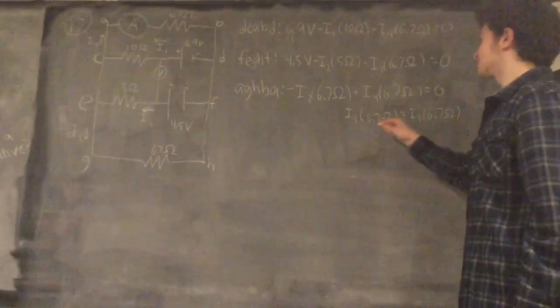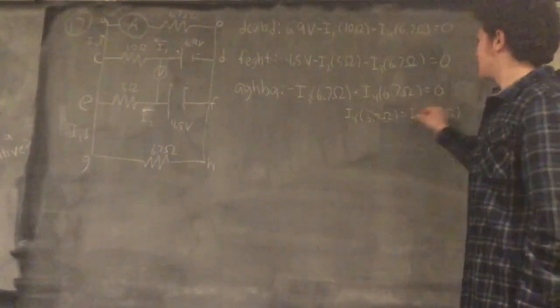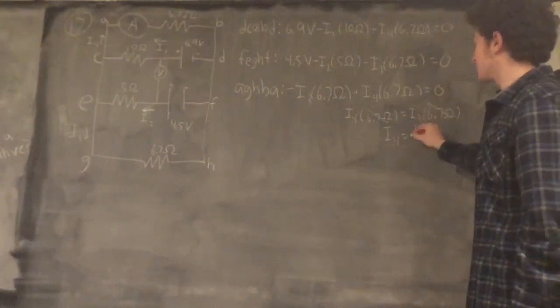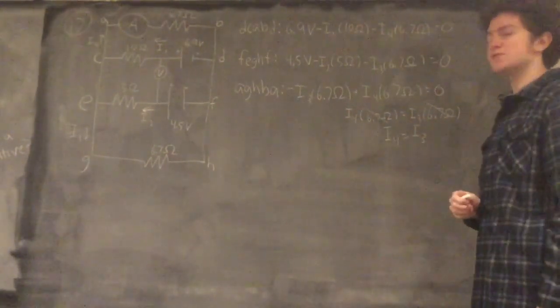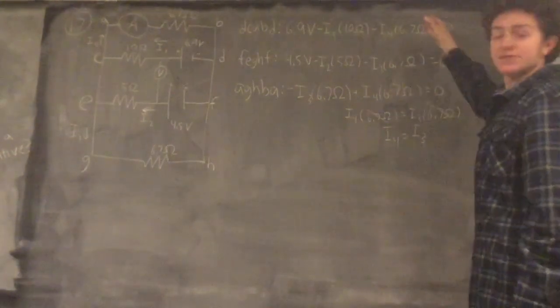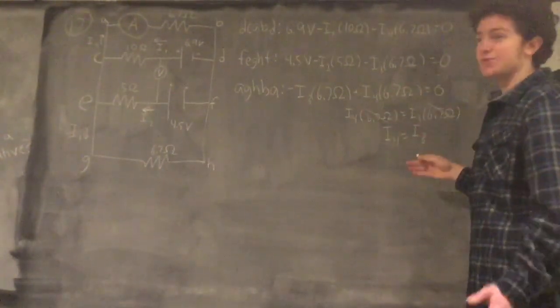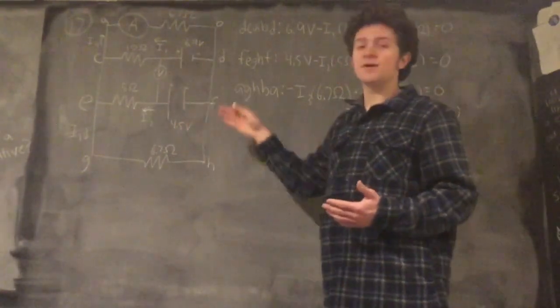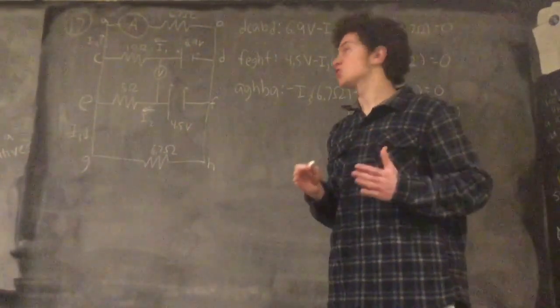Since they're the same thing multiplied, current number 4 is equal to current number 3. I'm feeling that will be useful later. But we still have 2 equations, 3 variables, so we need another equation. And I could do another loop rule right in the middle, but I'm just going to keep it easy and go with the junction rule.